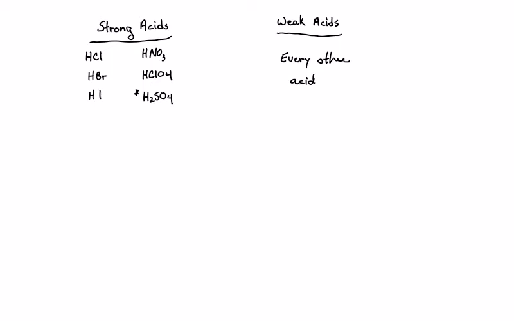Now remember, the difference between strong and weak was the degree to which the acid would dissociate in water. So in the case of a strong acid, okay, when we add it to water, we said that 100% of that acid would be converted to hydronium. Whereas for a weak acid, only a small percent would. Okay, in fact, we would have an equilibrium.